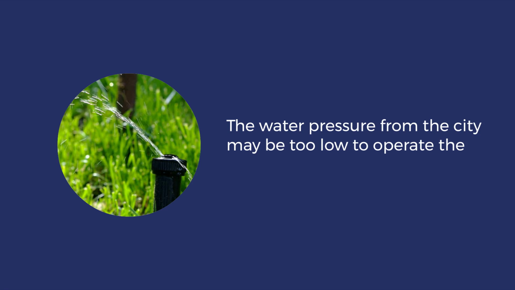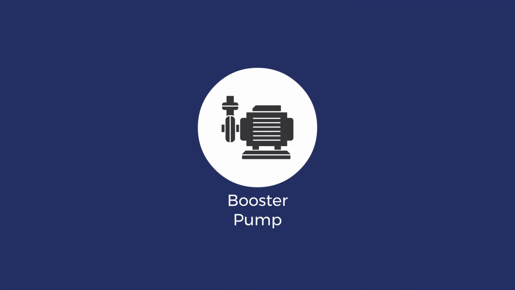If all the zones on the system display pressure problems, and there is no visible leak in the system that might be causing the pressure loss, the water pressure from the city may be too low to operate the system. If it is indeed too low, your system may require a booster pump.